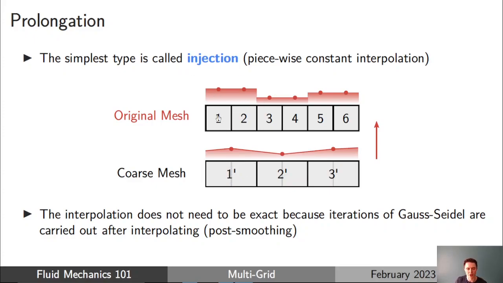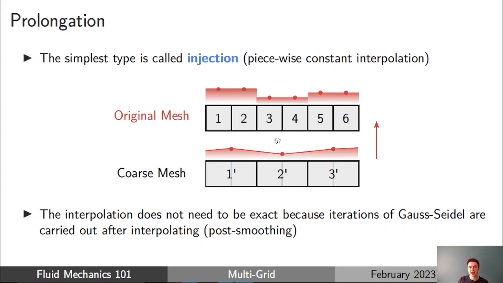With injection, what we're going to do is, cell 1 prime was made up of cell 1 and cell 2. The correction on those cells, we're just going to set as equal to the correction on the coarse cell. So notice cell 1 and cell 2 are exactly the same. Both of these cells were constructed from cell 1 prime, and so we're just using the same values. The same for cell 3 and cell 4. They make up cell 2 prime, and so both of those have the same value as 2 prime, and then the same for cell 5 and cell 6. And you can see that this is piecewise constant interpolation.